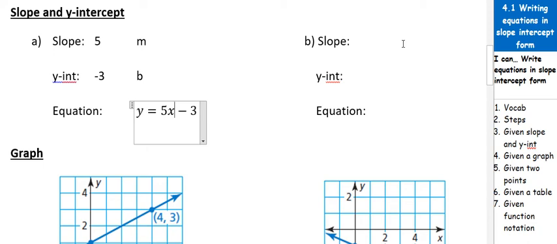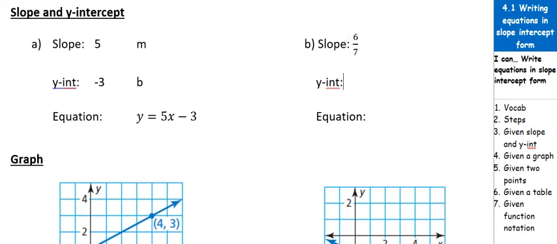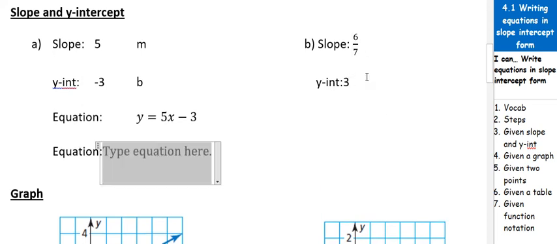Here's another example. A lot of times we like to write our slope as a fraction. So what if I have one that's like 6 sevenths as my slope, and then my y-intercept is 3. My equation, y equals mx plus b.